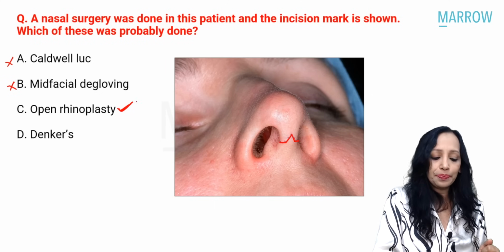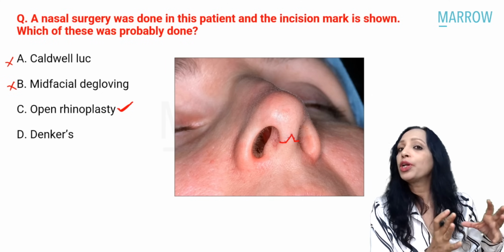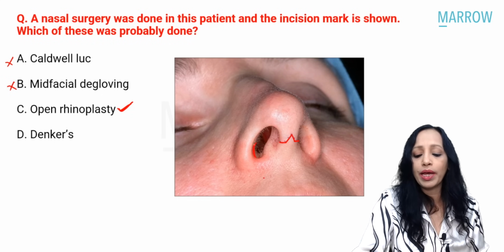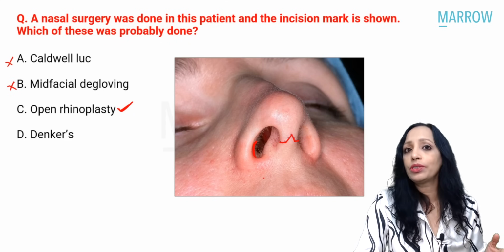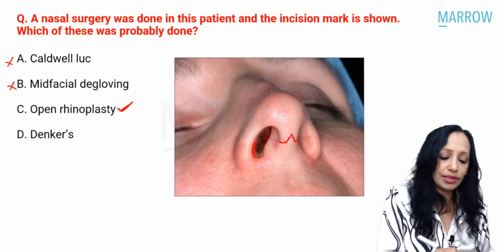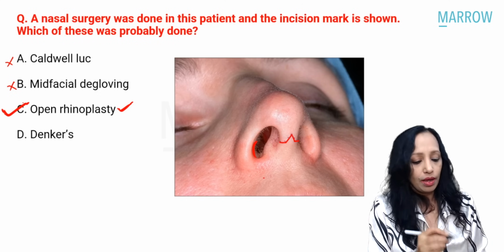And Denker's, we just saw that is a maxillectomy where we are operating on the lateral wall. So the incision is either sublabial there, or we give an endoscopic incision inside the nose, on the lateral wall, to approach the maxillary sinus. So here the answer is yes, open rhinoplasty, right?